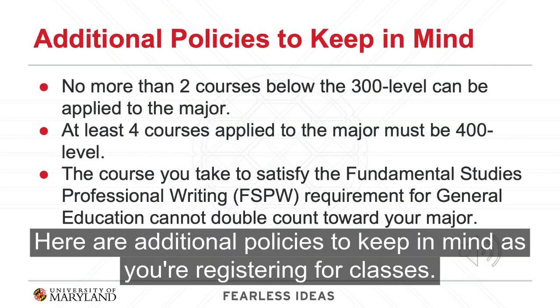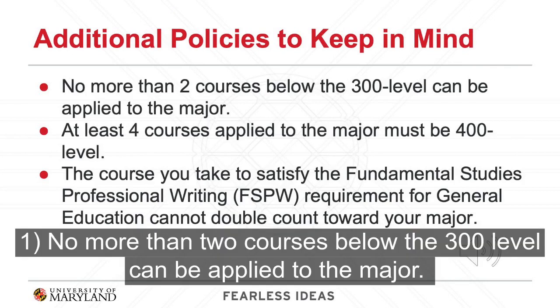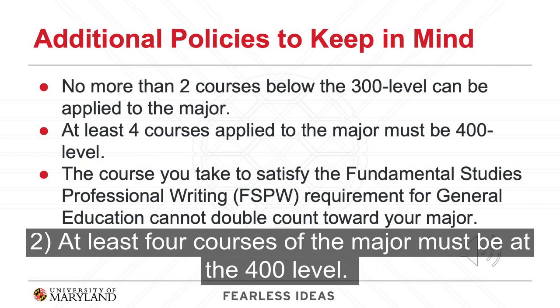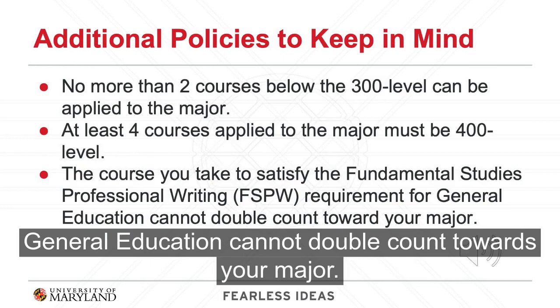Here are additional policies to keep in mind as you're registering for classes. The 3 most important are: 1. No more than 2 courses below the 300 level can be applied to the major. 2. At least 4 courses of the major must be at the 400 level. 3. The required Fundamental Studies professional writing course for general education cannot double count toward your major.